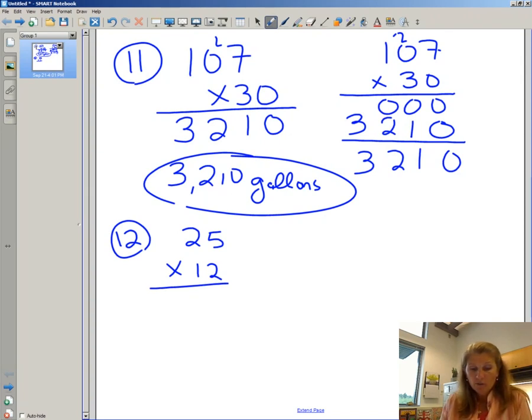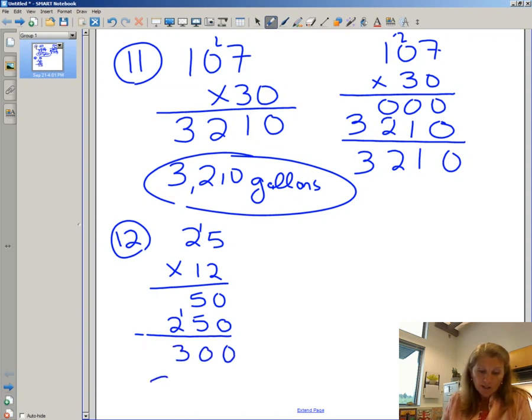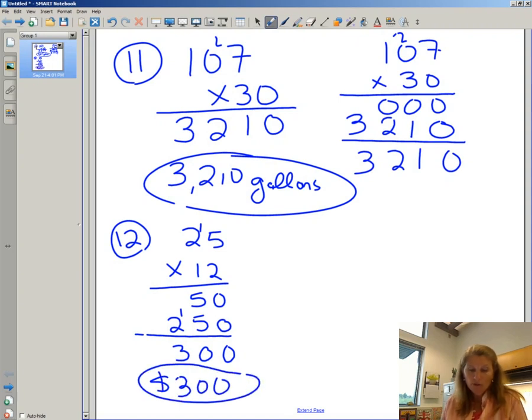So 2 times 5 is 10. 2 times 2 is 4, plus 1 is 5. I didn't just drop down a 0 here because 12 doesn't have a 0 in it. I'm stuck with actually doing the multiplication. I'm multiplying by the 1, which is actually a 10, so I'm going to put a 0 there. 1 times 5 is 5, and 1 times 2 is 2. And add straight down, and you get 300. So that means that Charlotte paid $300 in fines over the 2 years that she worked downtown.